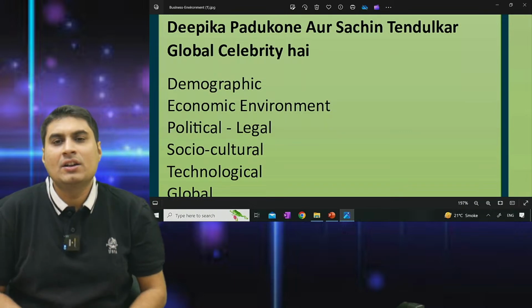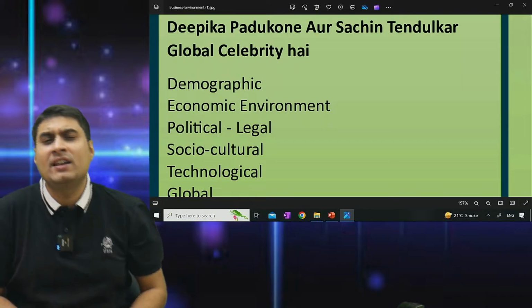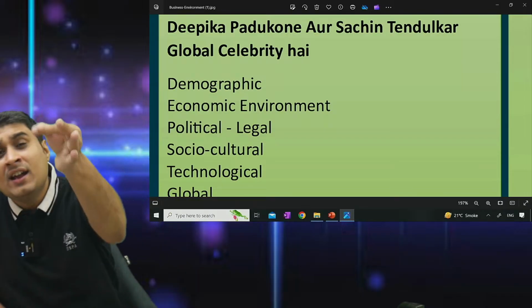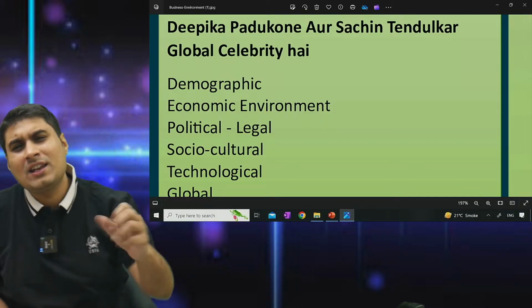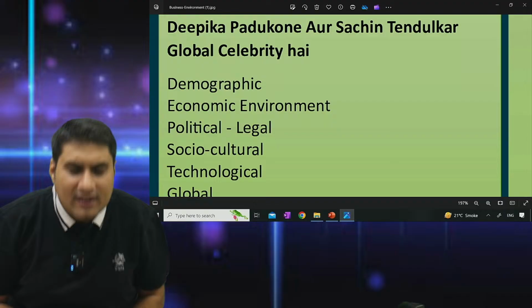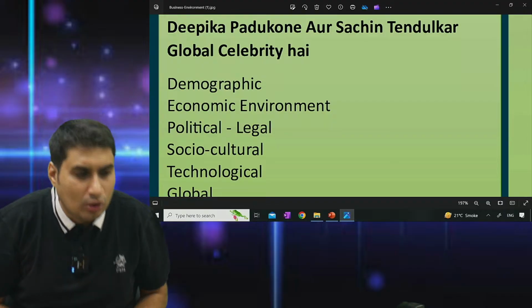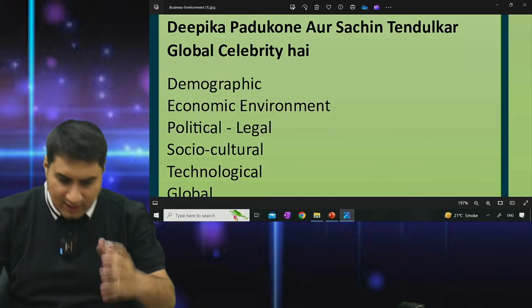Chalo, start. 1, 2, 3. Deepika Padukone and Sachin Tendulkar are global celebrity. D, demographic. E, economic. Padukone, political, legal. Sachin, socio-cultural. Tendulkar, technological, global. Clear? Okay, sir, going ahead.